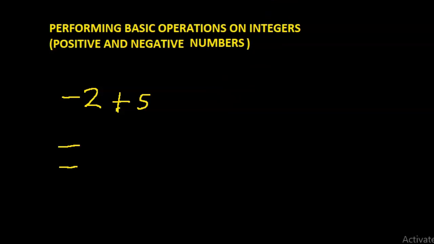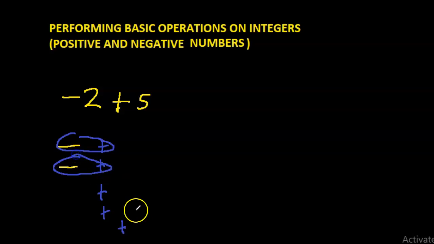Positive 5, well, we have no option. Let me just change the color there. Positive 5, we want to use 5 positive signs, right? 1, 2, 3, 4, 5. And see it as negative cancels positive. Negative cancels positive. And what are you left with? Are we using blue to represent positive, or yellow? Alright, so it's positive 3. Good?